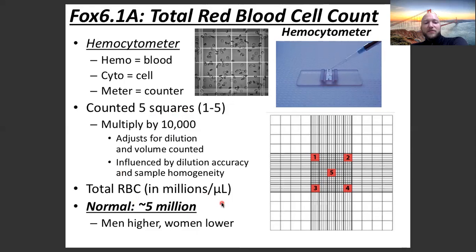Normal is about 5 million. It's a little bit higher in men usually than in women. This photo right here, that's what each one of these squares will look like when we look at it underneath the microscope in lab.